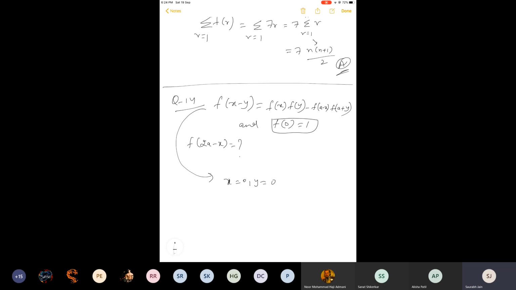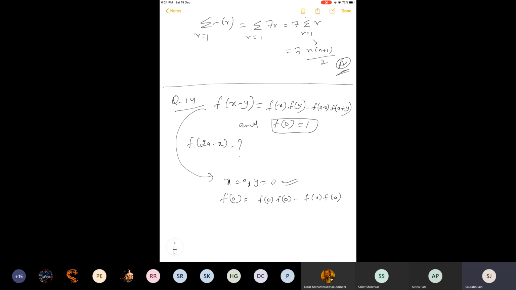We have done some questions on this, I hope you remember. So if we put x0, y0, this is f0. Why are we putting this? Because we have the value of f0, and let's see what we will find as a result. This is f0, this is also f0. This will be fa into fa.